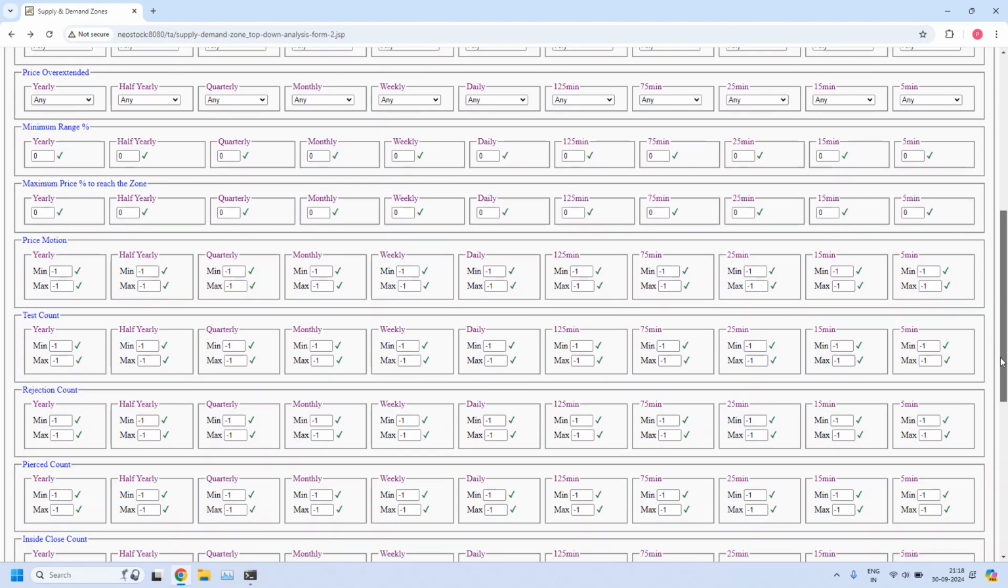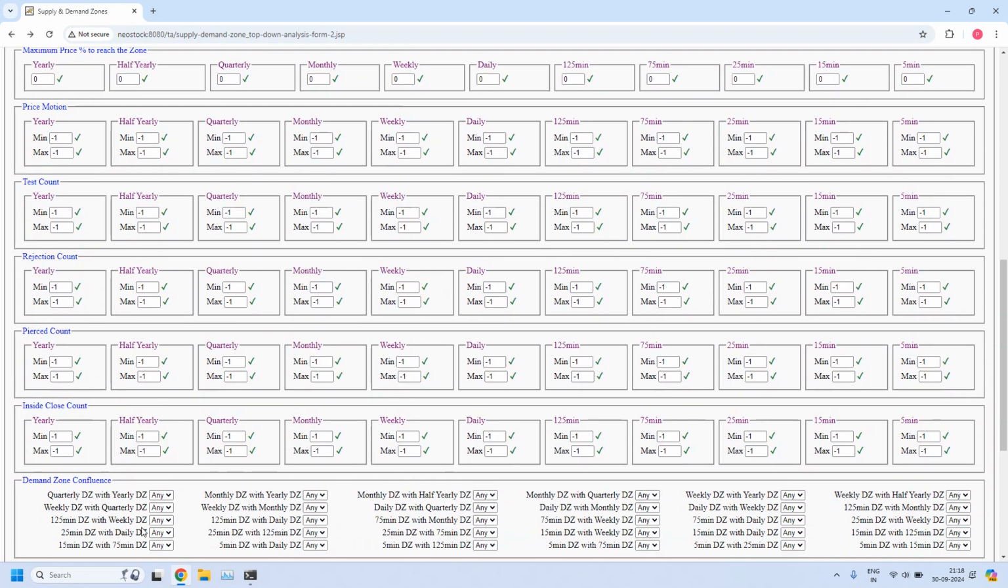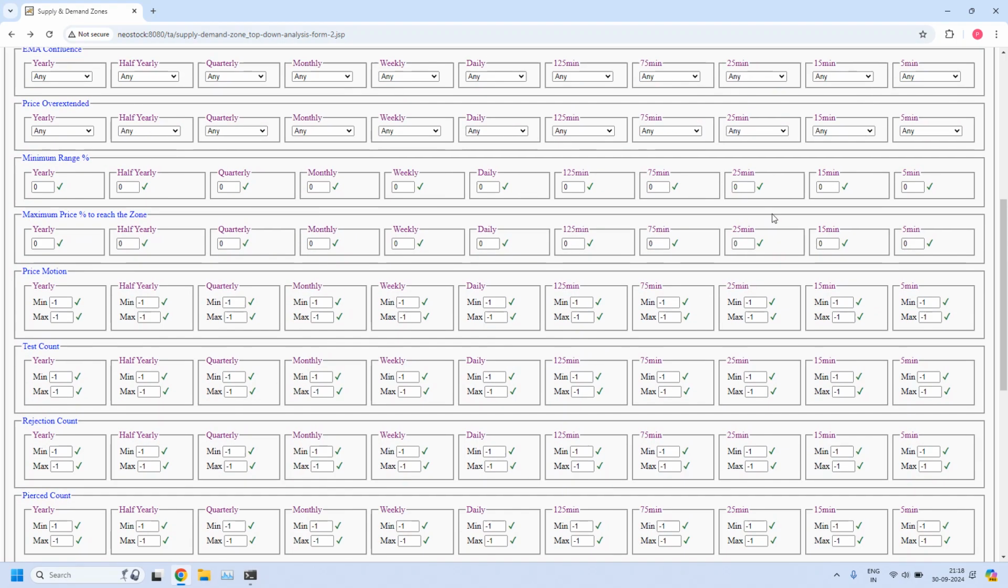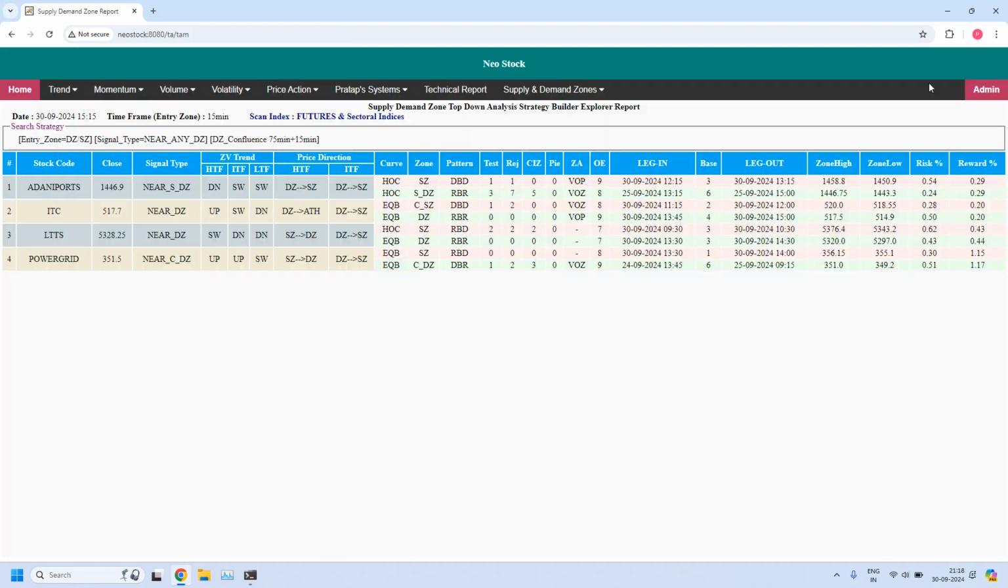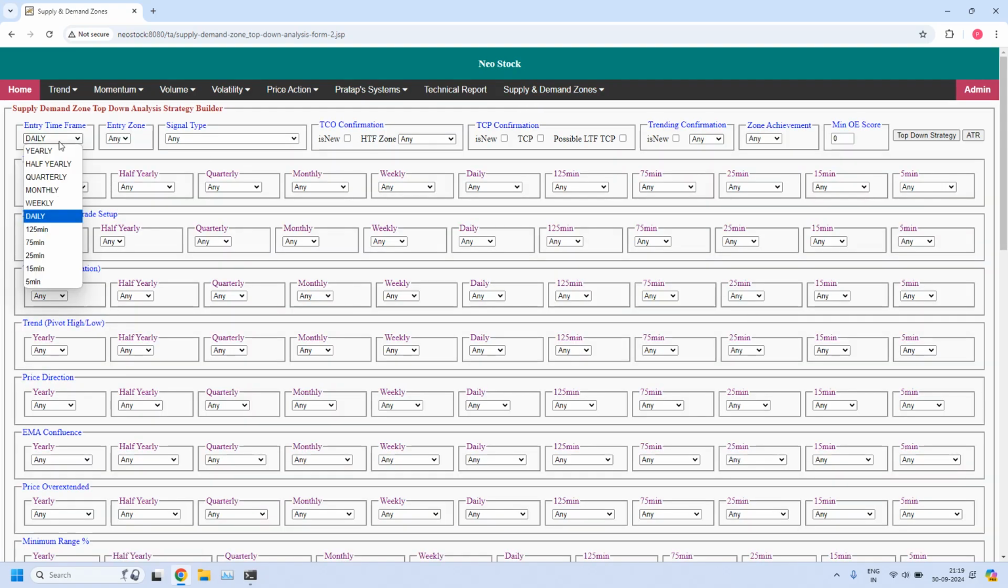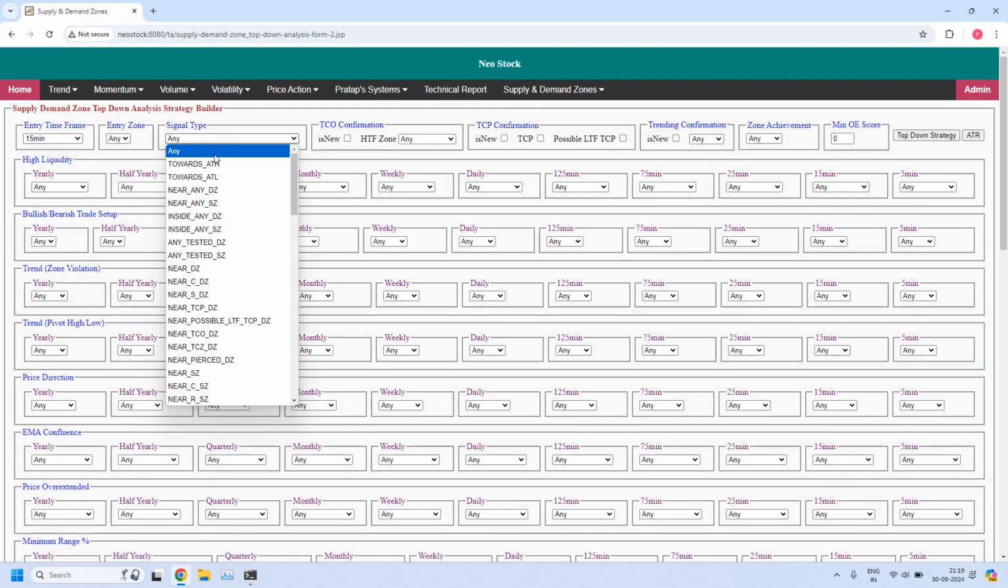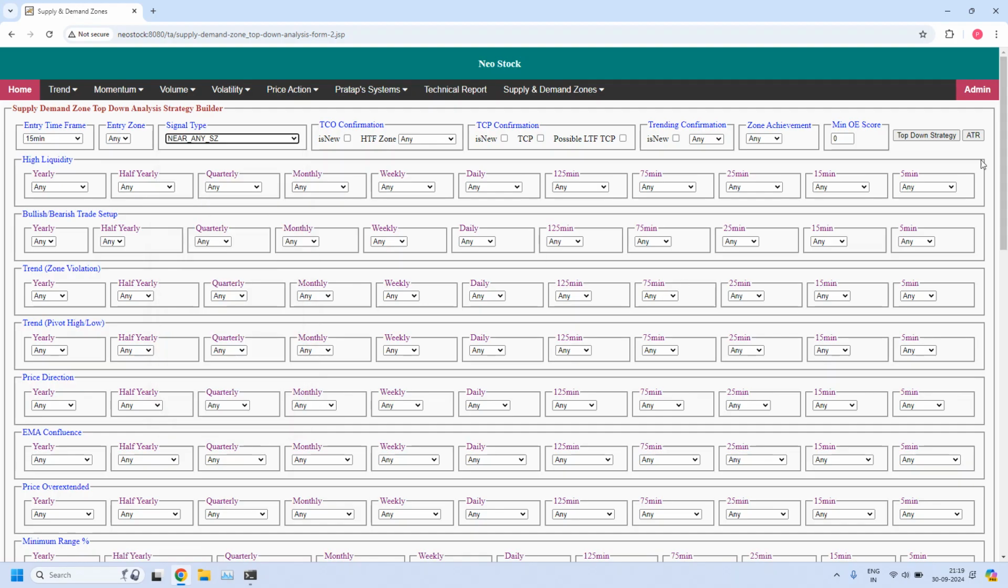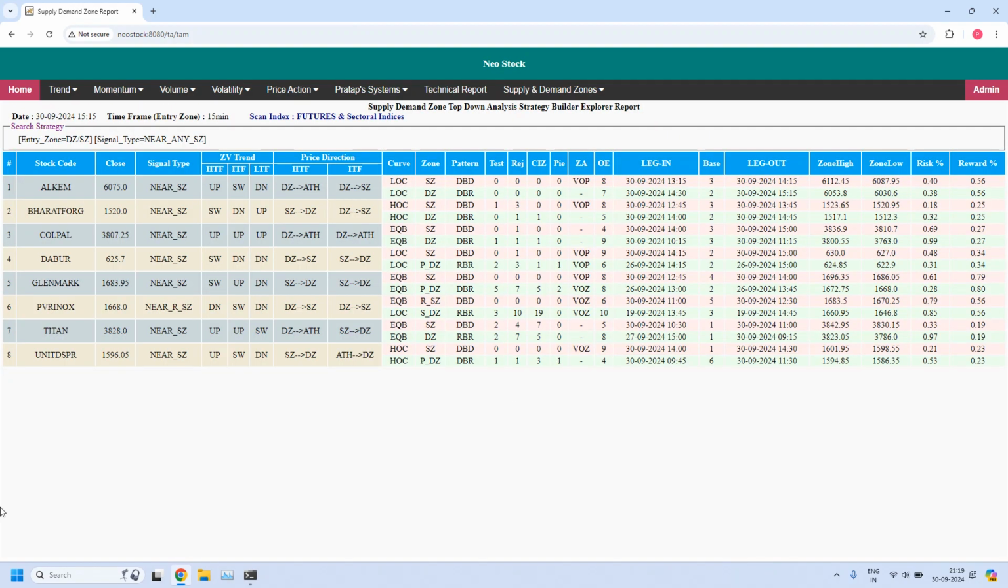So in the demand zone confluence, I am enabling the filter 15 minutes demand zone with 75 minutes demand zone. Now let's verify. 4 stocks. So those 15 minute zones are having confluence with the 75 minutes time frame. Okay, in the next report, for 15 minutes time frame, let us find the stocks near 15 minute supply zone. 8 stocks are filtered.